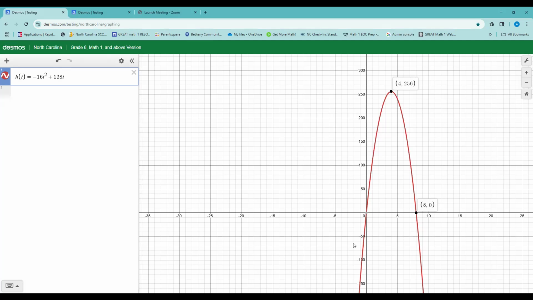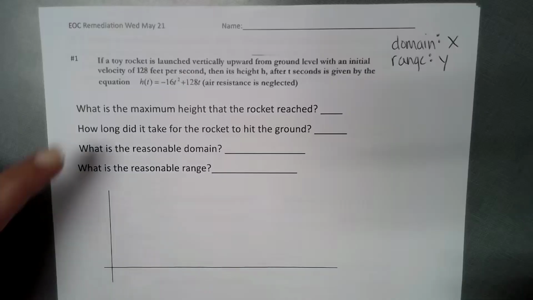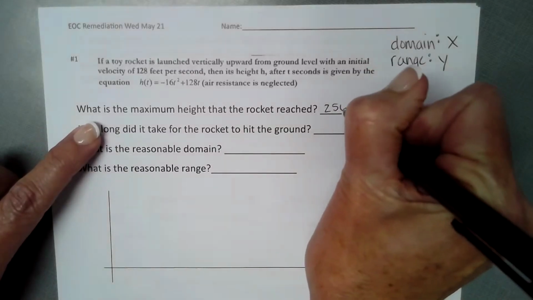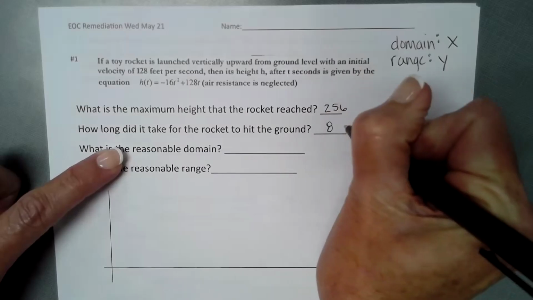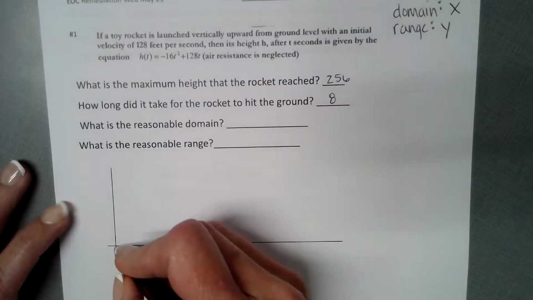So the first question says, what is the maximum height that the rocket reached? Well, if you go to the vertex here, remember height is the y. It would be 256. And then the next question says, how long did it take for the rocket to hit the ground? And we know the x-axis is the ground here. And how long is an x? So that is 8. Okay, so let's go back and fill this out. I believe the maximum height was 256. How long did it take? 8 seconds. So let's draw this.